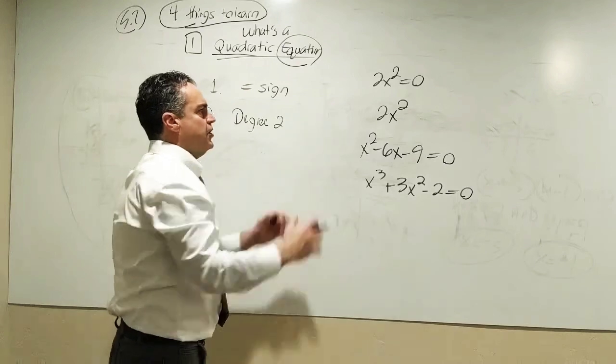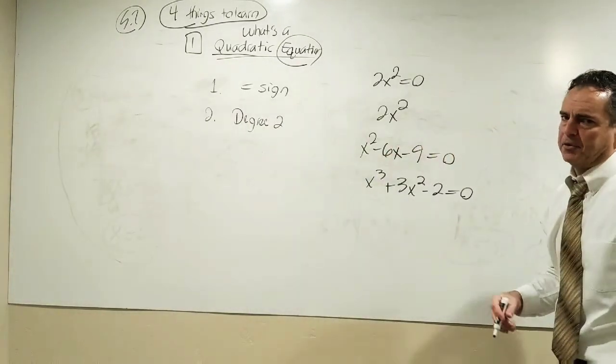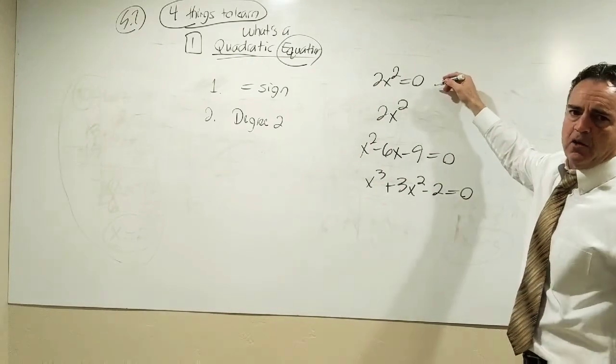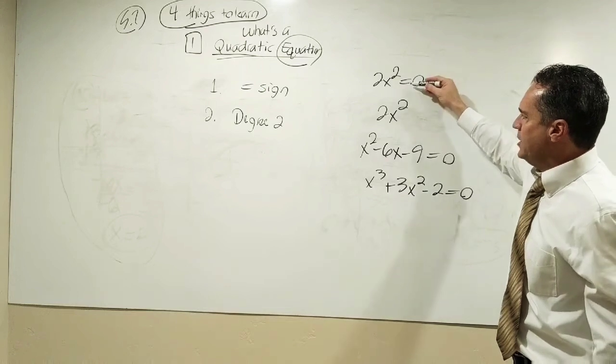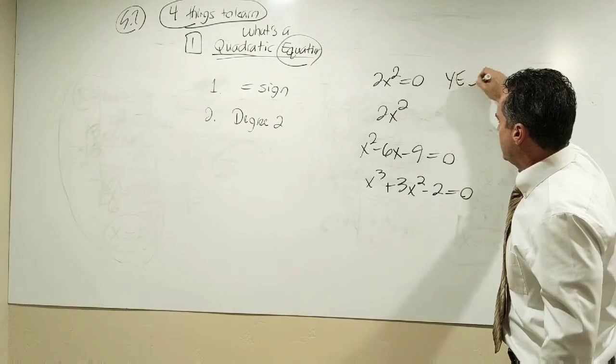So then you were given in your handout these 4 examples, and these could be slightly different than the examples on the packet, but they're dang close. I think they are correct. Okay, 2x squared equals 0. Is this a quadratic equation? Jordan, does it have an equal sign? Yes. Does it have a degree of 2? Yes. So this is a quadratic equation.